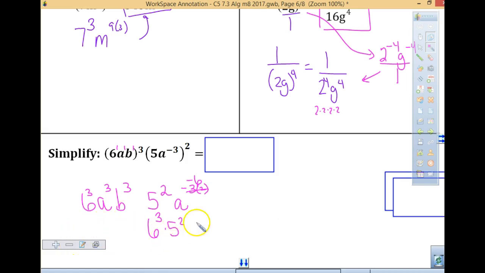6 to the 3rd times 5 to the 2nd, and Ellen, our large number we got was 5,400. Okay? But we had some A's. I had A to the 3rd and A to the negative 6. And a B to the 3. As I look at these A's, Cody, what do I need to do with those 2 exponents of A's?